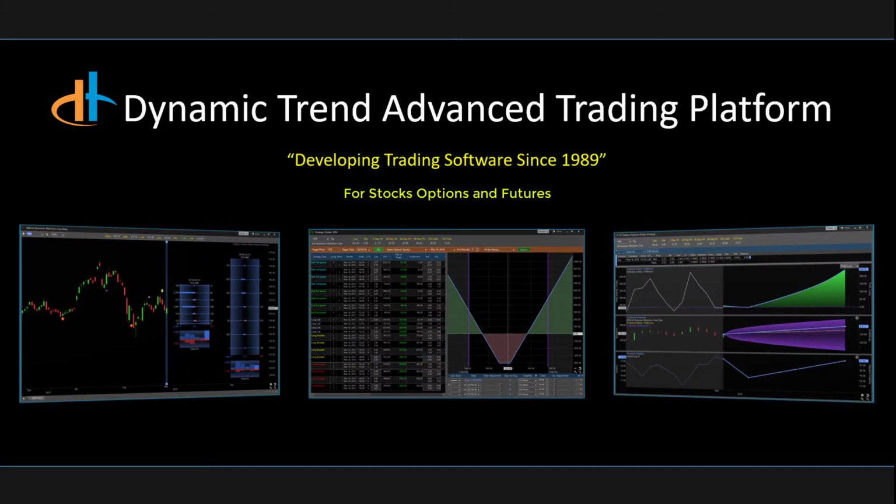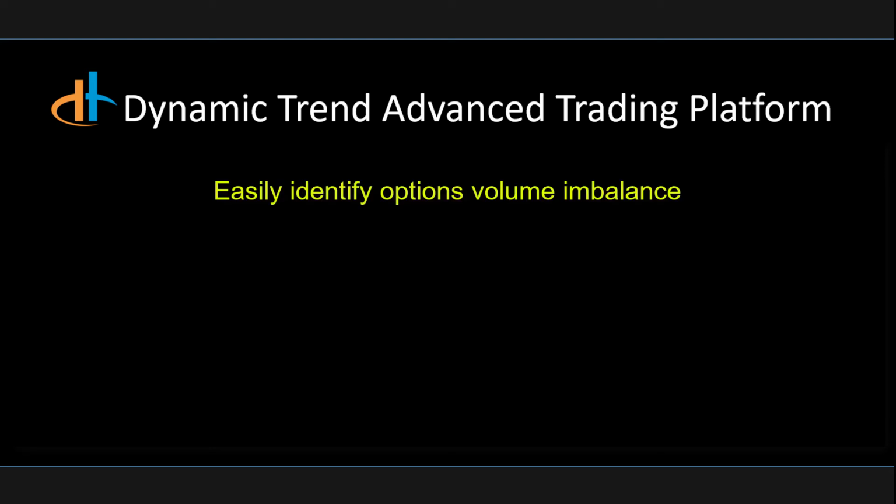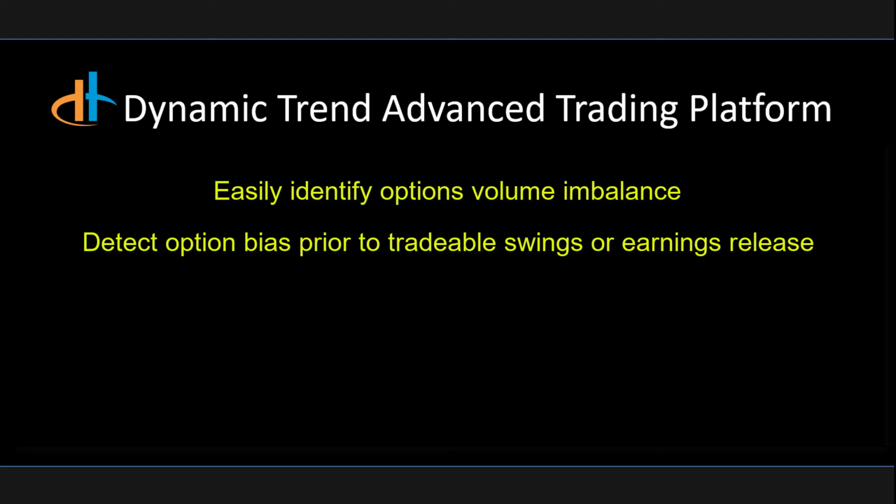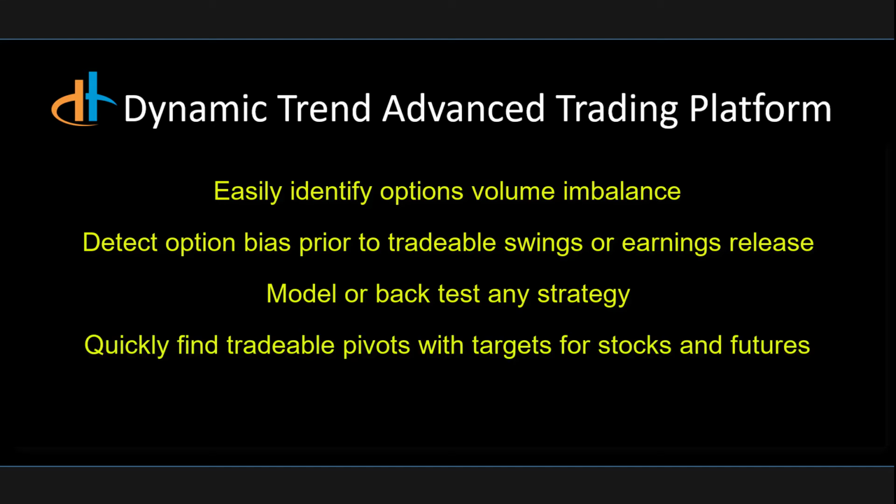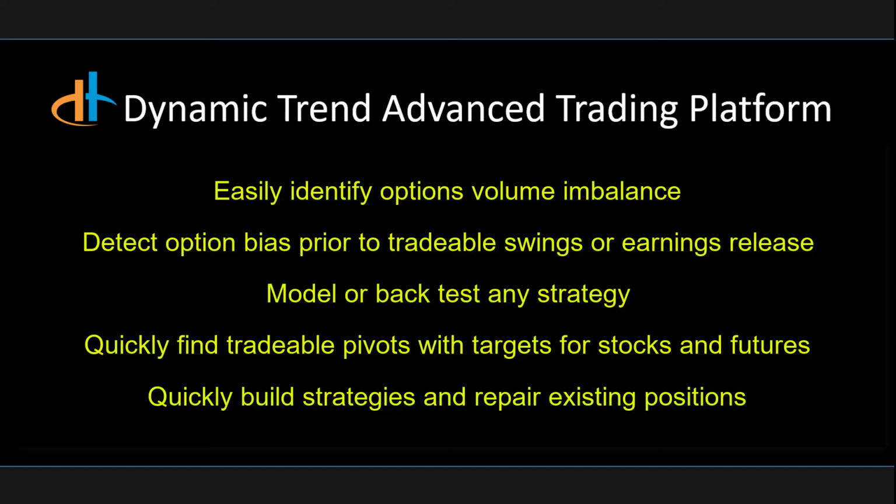Dynamic Trend is an advanced stocks, options, and futures trading platform with several proprietary features and options-specific studies not available anywhere else. In this video, we will show how you can easily identify options volume and balance, detect options bias prior to tradable swings or earnings release, model or backtest any strategy, quickly find tradable pivots with targets for stocks and futures, and quickly build strategies and repair existing positions.